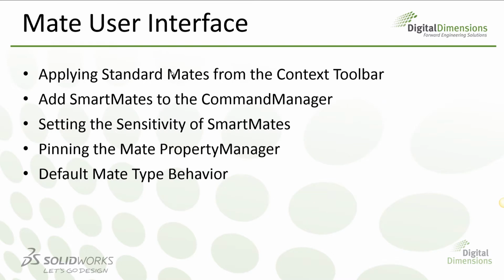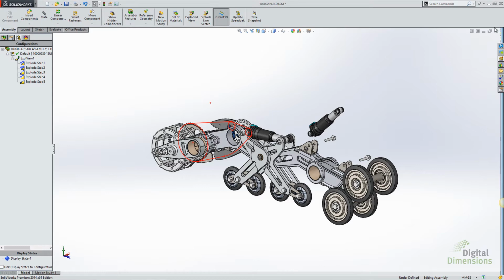The next thing to take a look at is some changes in the mate user interface. We can now apply standard mates from a context toolbar, add smart mates to the command manager, and set the sensitivity of our smart mates. You can also pin the mate property manager, and the default mate type behavior has changed in SolidWorks as well. Let's go ahead and take a look at another example file.